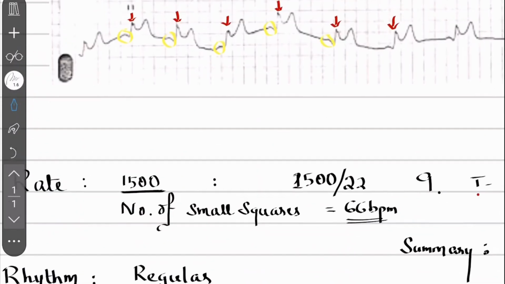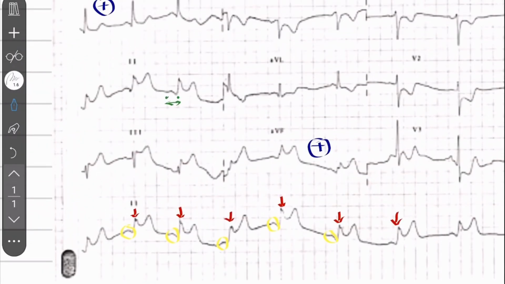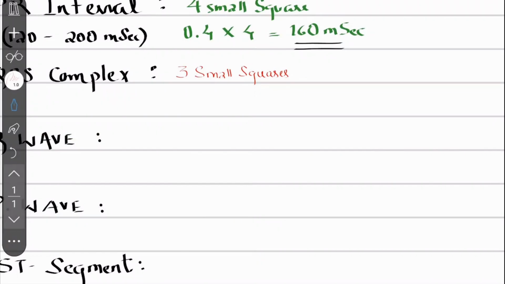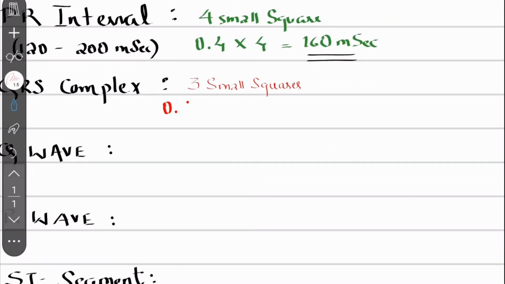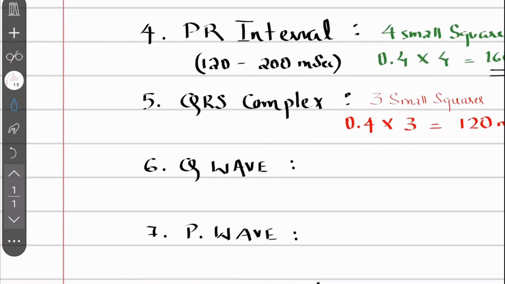You check the QRS complex in lead 2. The QRS complex is 3 small squares, which means 0.04 times 3, which becomes 0.12 seconds. We all know the normal range of the QRS complex: it is less than or equal to 119 milliseconds. Okay, so this is normal.